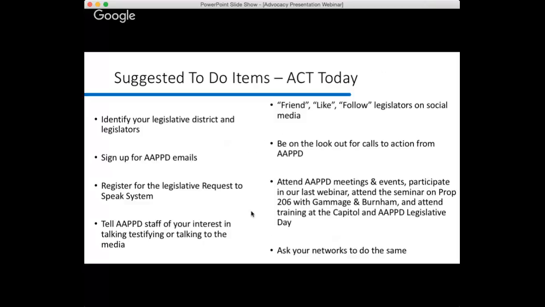In addition to that, we are also going to have our last webinar in December. We will have a seminar on Proposition 206 with Gamage and Burnham in early December. And we are also going to cap our training series off with a Day at the Capitol training. That event information has gone out several times, but just to recap, we wanted to give individuals who want more training, specifically in interacting with elected officials and forming their argument, their elevator speech, their talking points.